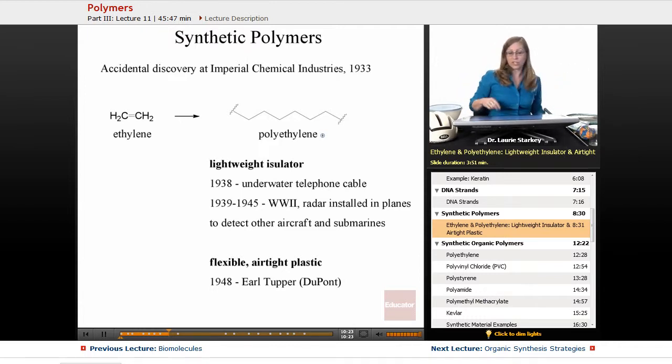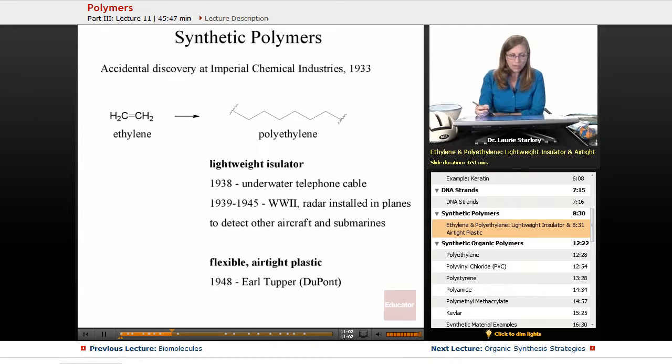If we look at the simplest polymer here, ethylene, which is just a 2-carbon chain, when it bonds together, we call that polyethylene. Now again, this was discovered in the 1930s, and shortly thereafter, some commercial uses were developed for it because it's very lightweight and it's hydrophobic. It was found it could be a very good insulator. So by 1938, it was used to coat a telephone cable so that it could be laid underwater. That was the first time they were ever able to do that.